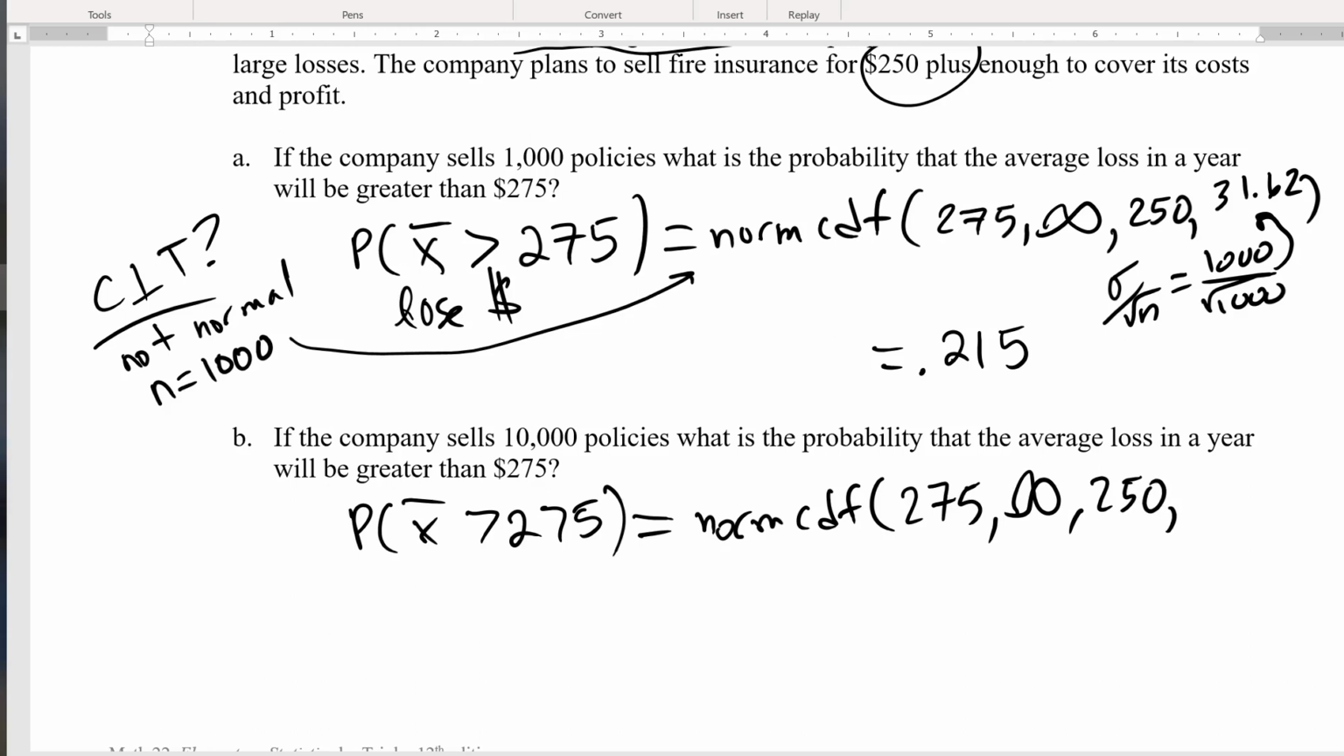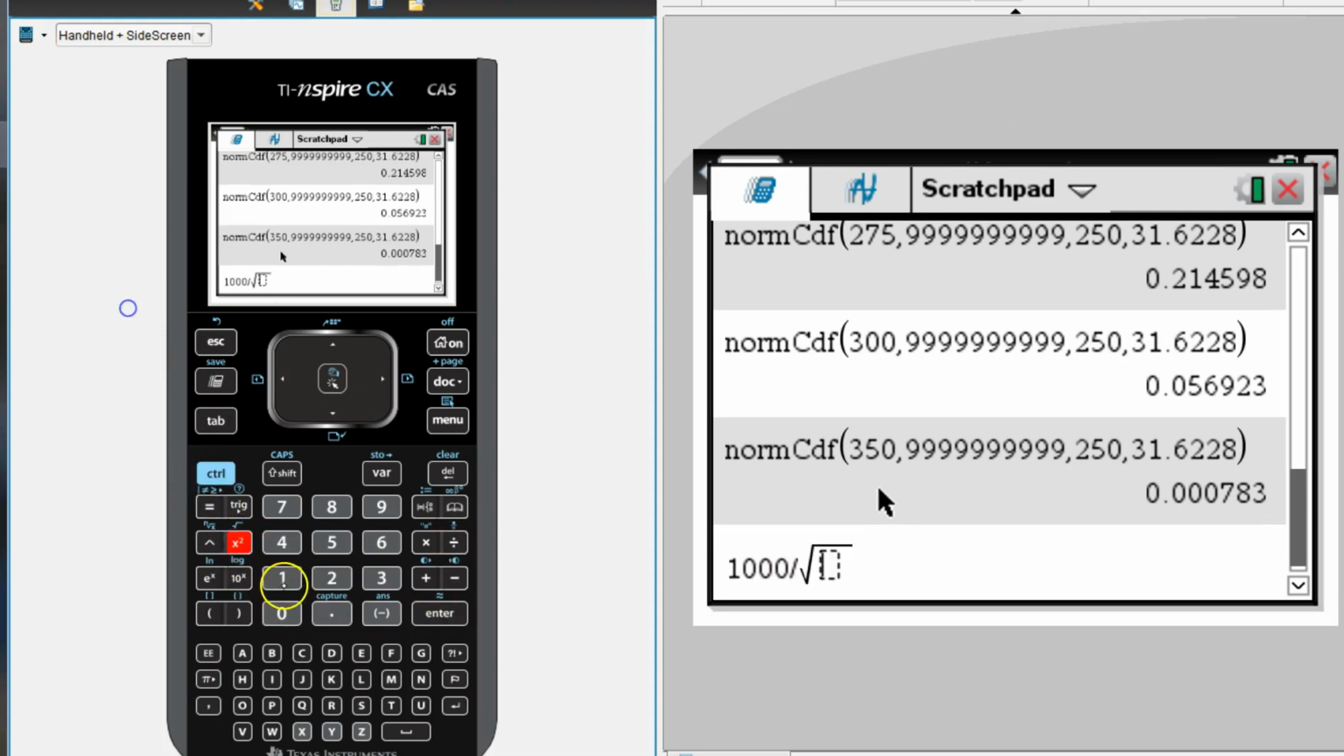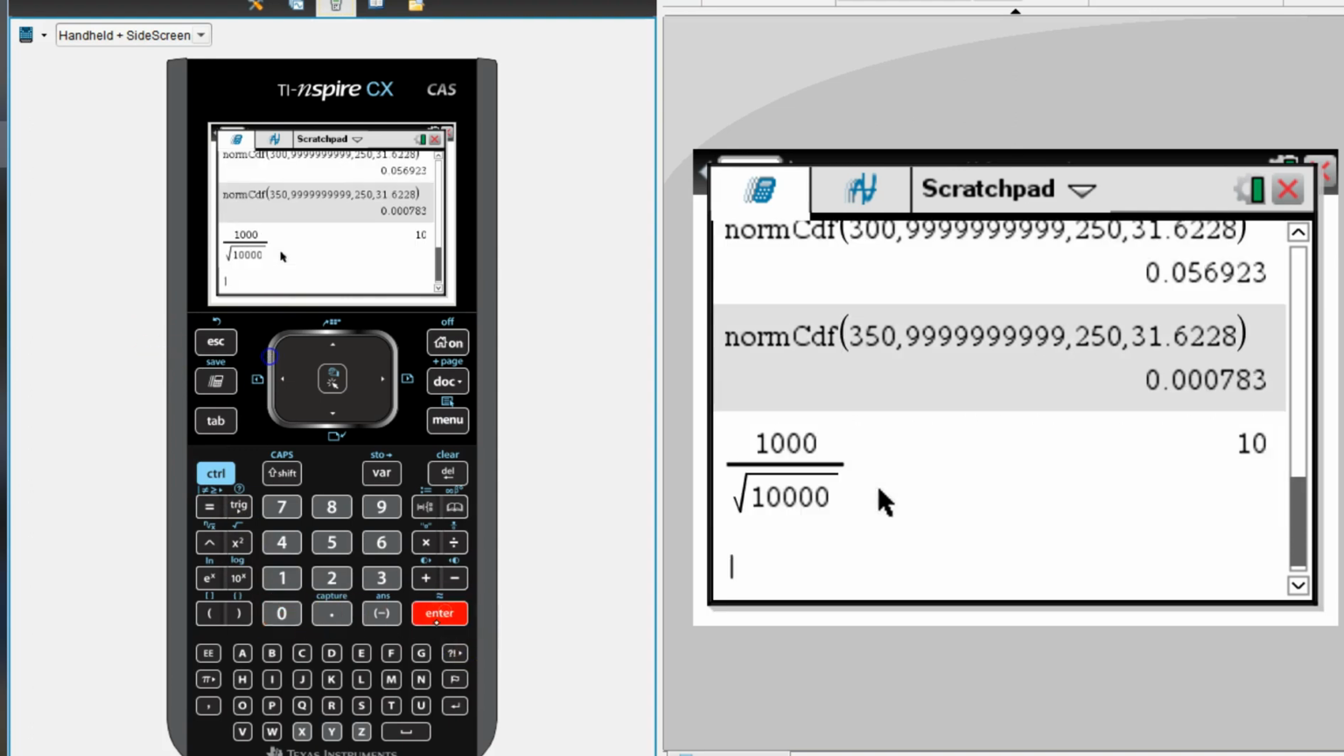The standard deviation is now different, isn't it? It ends up being 1,000 divided by the square root of 10,000, which I think is just 100. No, it should be just 10. Sorry. Keep me honest there. Well, we have less deviation now, right? So how's that going to change our model here? Well, let's see. Change that to 1,000 divided by the square root of 10,000, which should be 10.